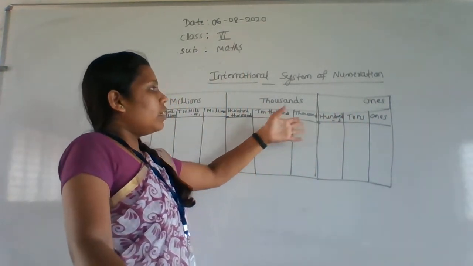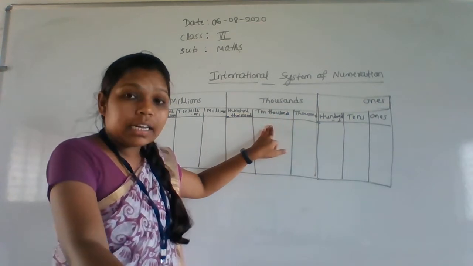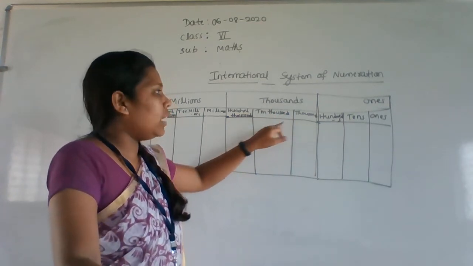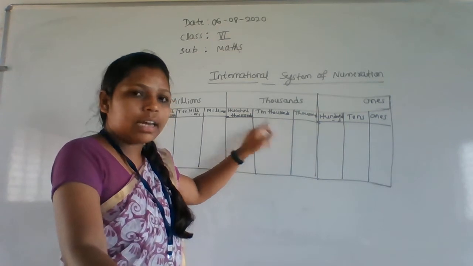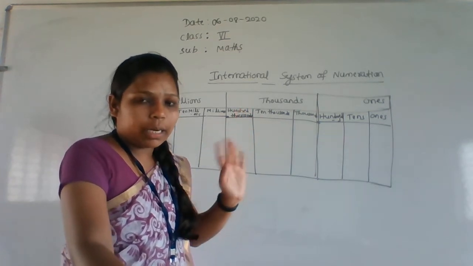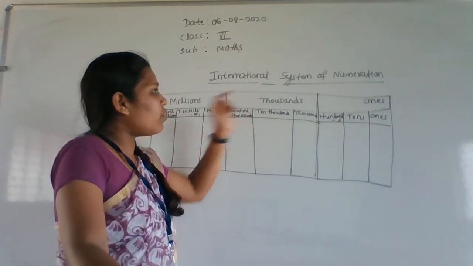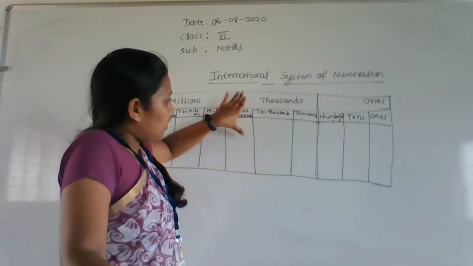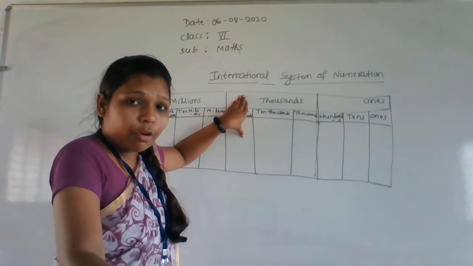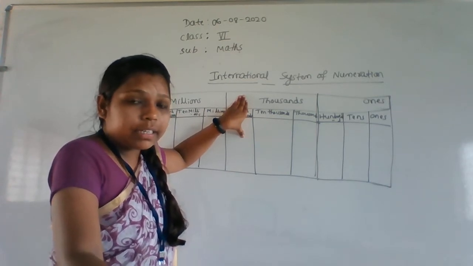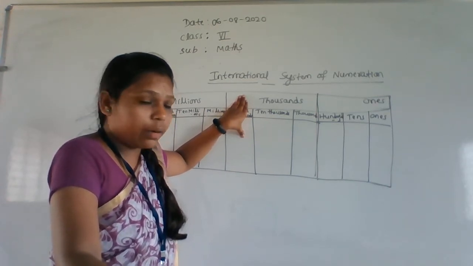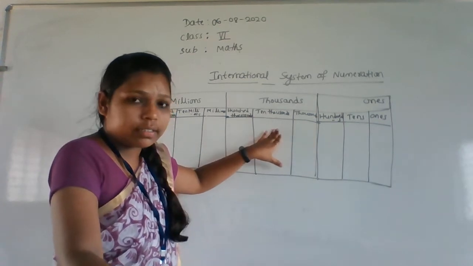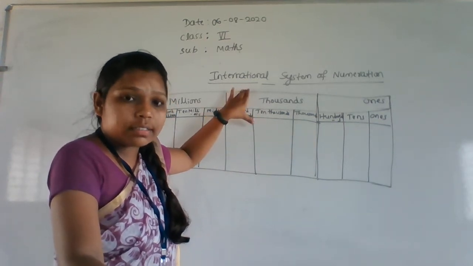Next, thousands and 10,000s. In the Indian system of numeration only thousands and 10,000s are there. 100,000s are not there. In the international system of numeration 100,000s is there. This is added in thousands for the international system, but in the Indian system it is not there. Only thousands and 10,000s are there, but 100,000 is not there.